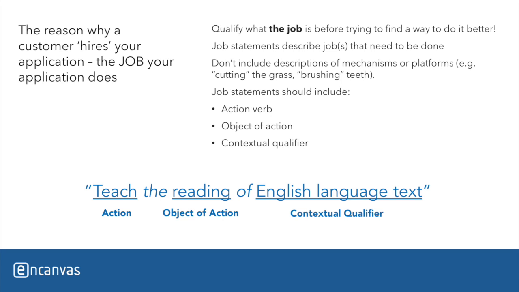It's best to avoid describing mechanisms or platforms when describing your job. Otherwise you compromise the clarity of what actually is the job that needs to be done. For example, if you included a toothbrush in a description of a job to clean teeth, then the presumption is the only way to clean teeth is with a toothbrush, which isn't strictly true.